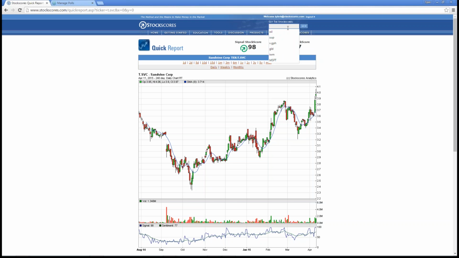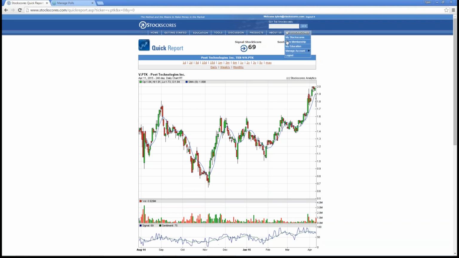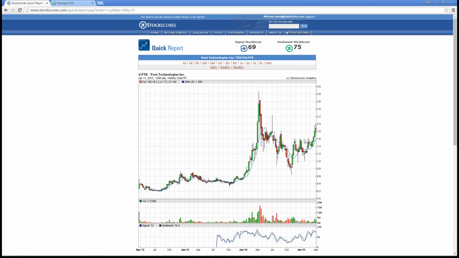Let's take a look at V.PTK. Also one of my feature stocks, made a nice breakout recently. A little bit of a pullback on Friday. That's normal after a stock makes a break like that. I have this as a longer term position trade, and I think you still keep support down just below $1.40.